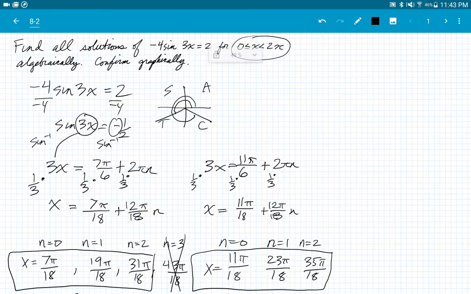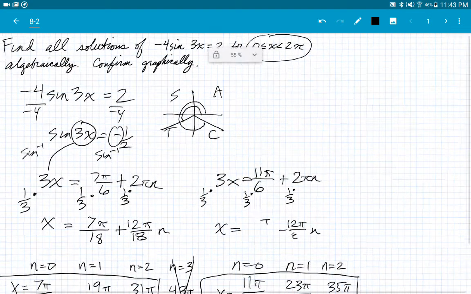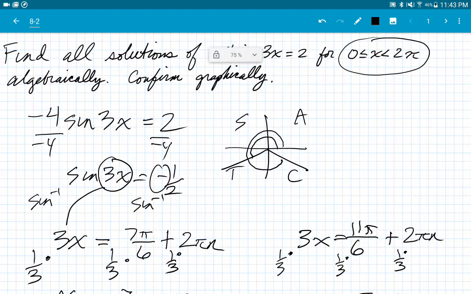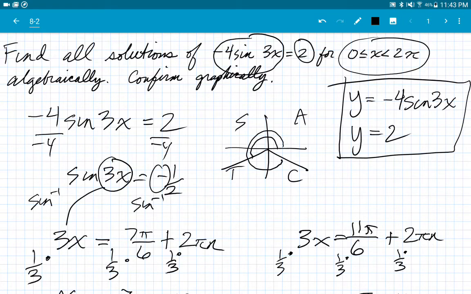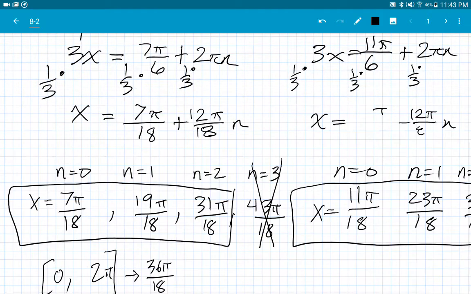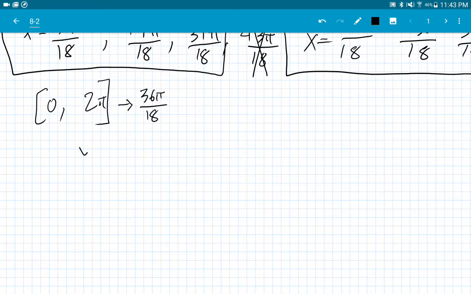In our directions, it does say that we want to confirm our work graphically. So let's go ahead and do that. Now to confirm it graphically, our equation is basically a system of equations where y is negative 4 sine 3x, and also y is just plain old 2. Okay, so we're going to be graphing these 2 equations here. Our equations were y equals negative 4 sine 3x and y equals 2.